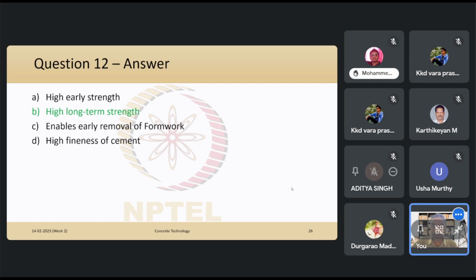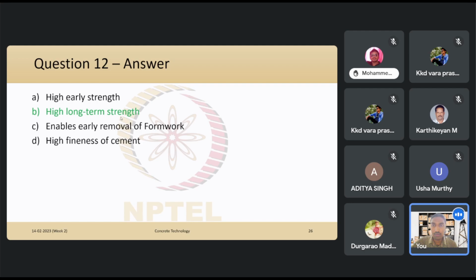Okay, any question? So RHPC has high early strength, it enables early removal, and it also has high fineness, but it does not have a high long term strength in comparison to OPC.